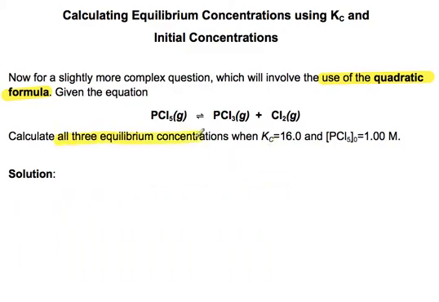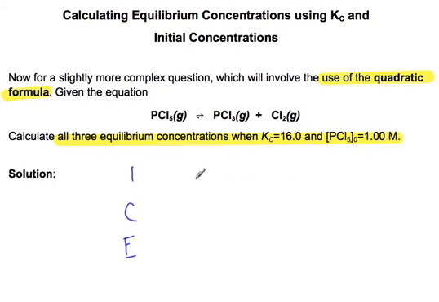So here's a question: calculate all three equilibrium concentrations given a value of K and given an initial concentration of phosphorus pentachloride of 1.0 moles per liter. So there's our equation. First step, as always, is going to be our ICE table. So let's get our ICE table out there, and I'm just going to start it right here.